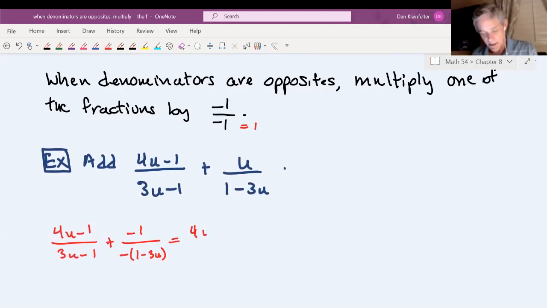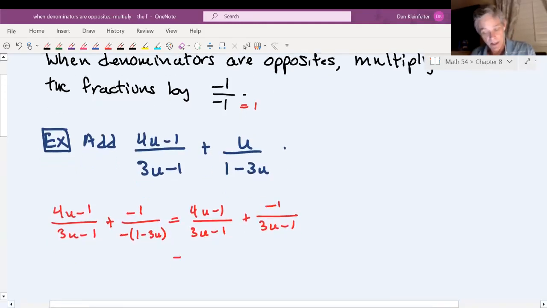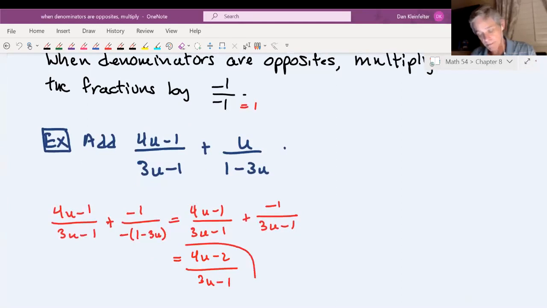And so that makes it so that the second denominator is the same as the first. So that will be 3u minus 1. And up top we'll have a negative 1. So we'll have 4u minus 2 in the top and 3u minus 1 in the bottom.